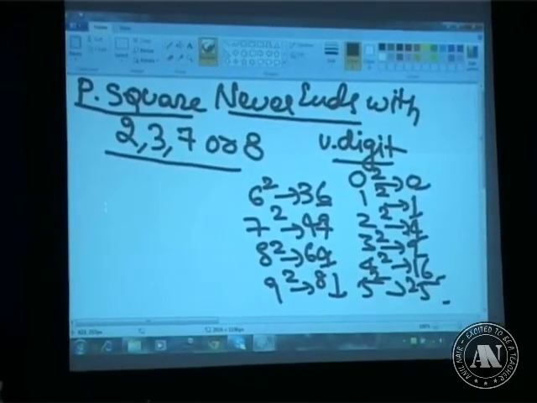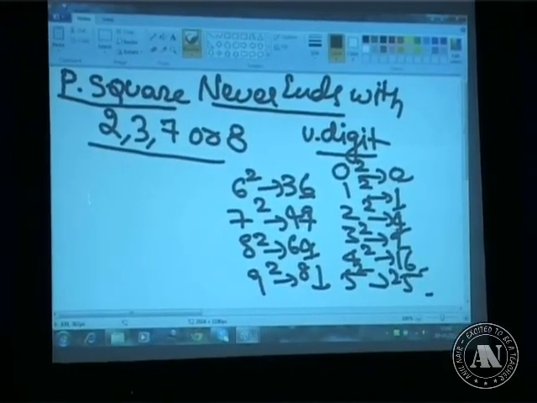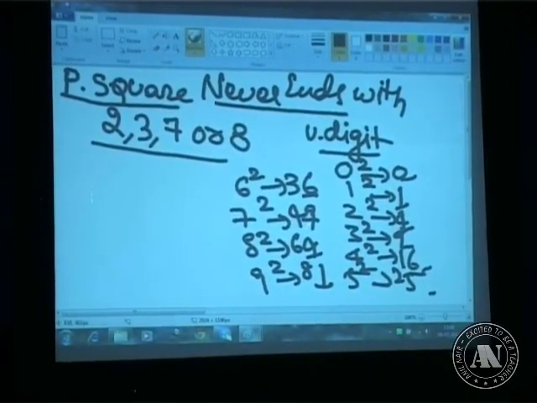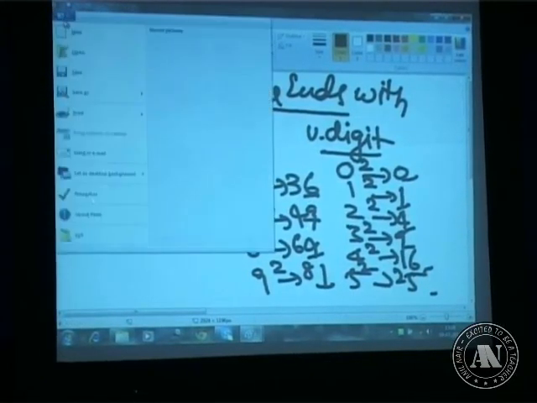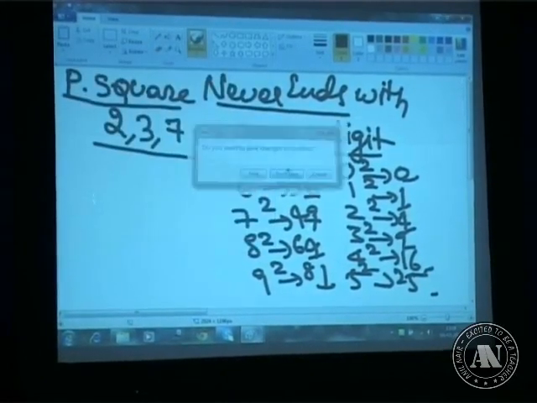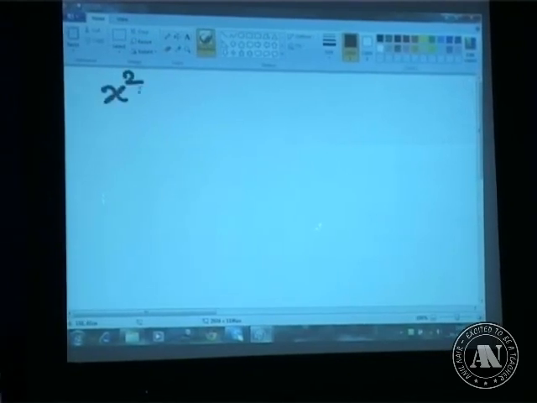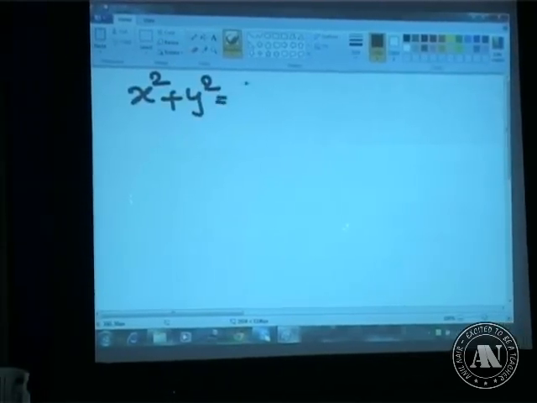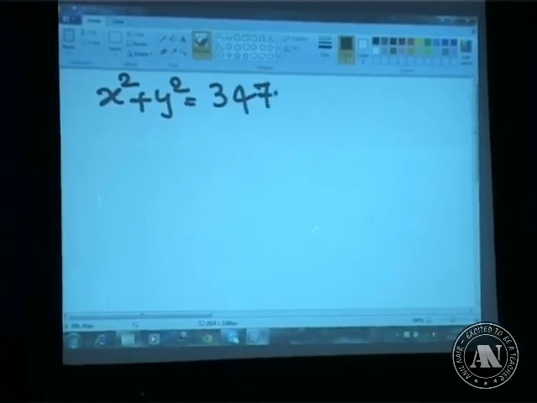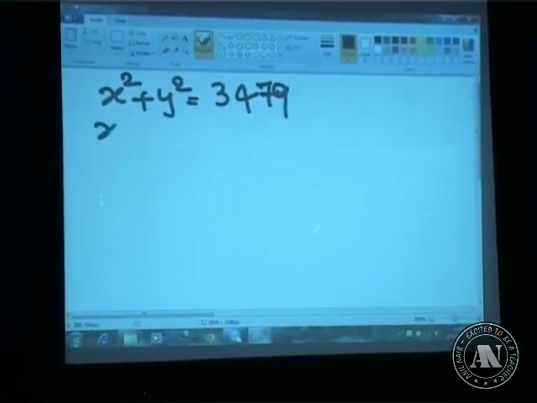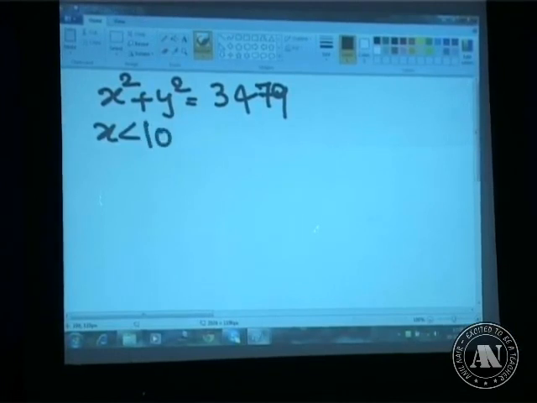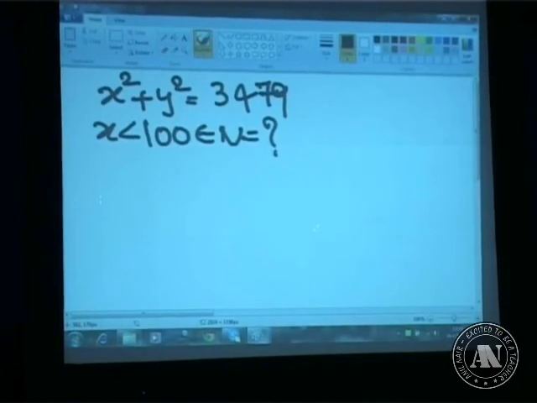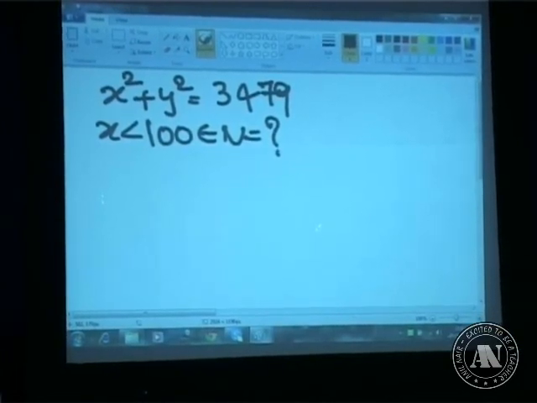Clear? Now what we will do is, we will take one previous year CRP question and we will use this concept and see how we can solve the question. Please write down this question. Find the number of integral solutions for x square plus y square equivalent to 3479, x less than 100, x belongs to natural number. How much?